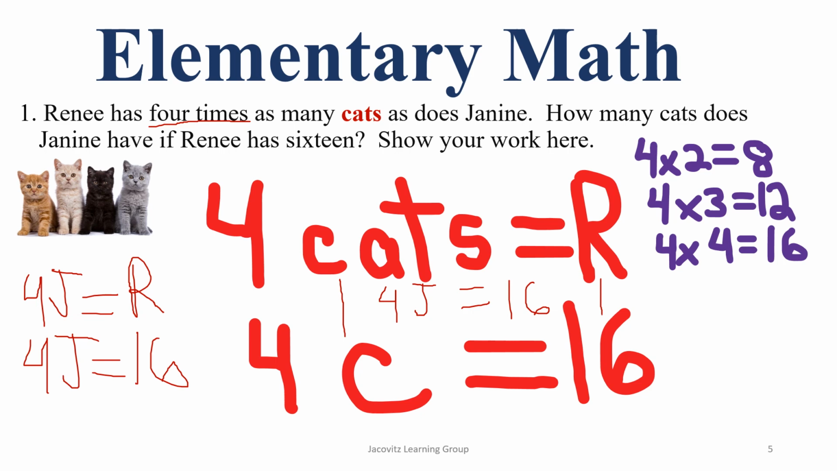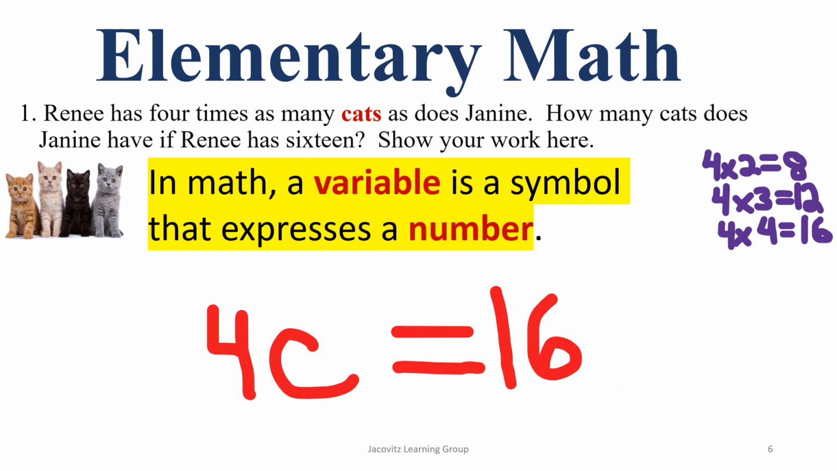Let's go over what this C is called. This C is called a variable. In math, a variable is a symbol that expresses a number. So you could have C, as I showed you before. You could have J for Janine. You could have A. You could have B. High school kids use X, Y, Z. They use all kinds of alphabet, but it could be anything, as long as you know that you're solving for that.